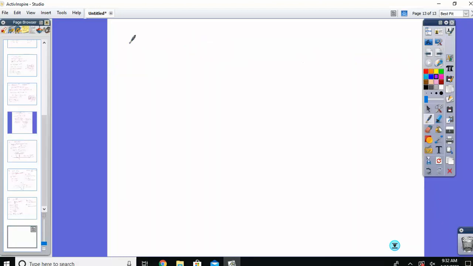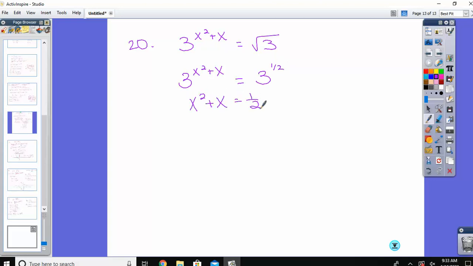How about 20? We have to get a common base. I can't break 3 down, so it has to stay. A square root is like 3 to what power? That means x squared plus x equals 1/2. So quadratic, we always set those equal to 0.